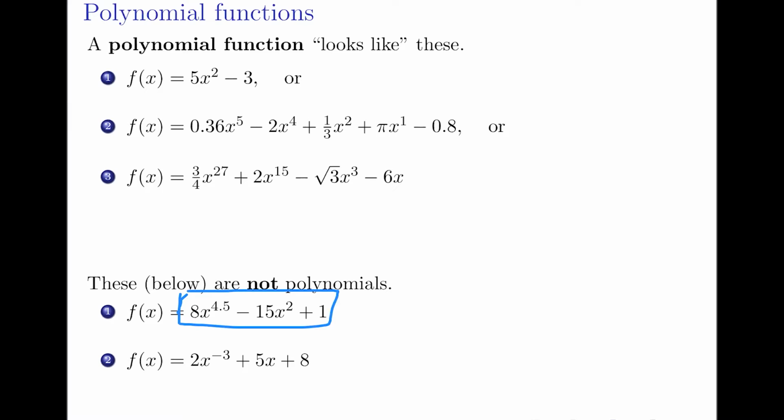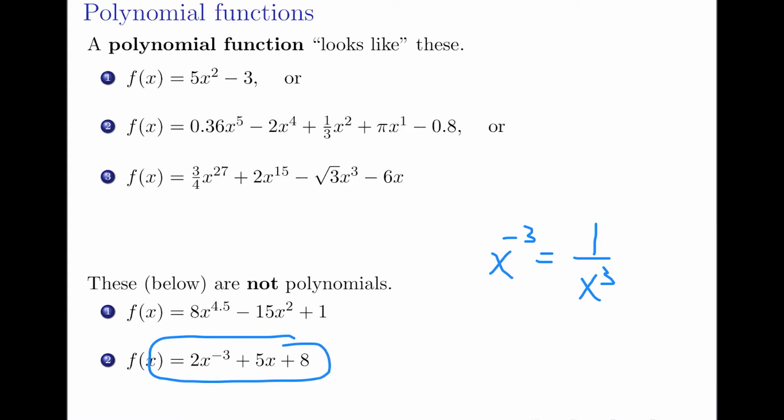The only way a function is a polynomial is if those powers that are involved are not negative and they are whole numbers. So because of this 4.5 power, that is not a polynomial function. And the same thing here. This function has an x to the -3 power. And by the way, x to the -3 stands for 1 over x to the 3rd power. And again, because our power of x is not a non-negative whole number, a non-negative integer, that forces this thing not to be a polynomial function.